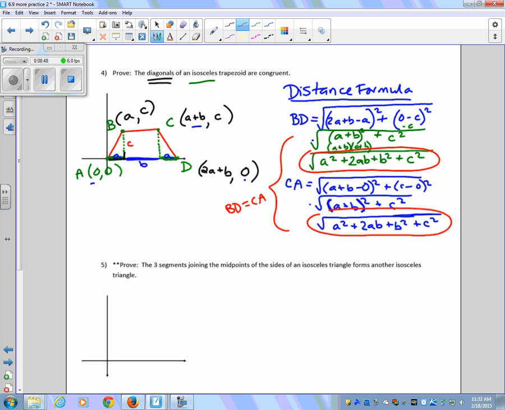So you might want to make a little note of that: BD equals CA. And then since this is a proof, you always want to end with what you're trying to prove. So your conclusion would be, since BD equals CA, then the diagonals of an isosceles trapezoid are congruent.